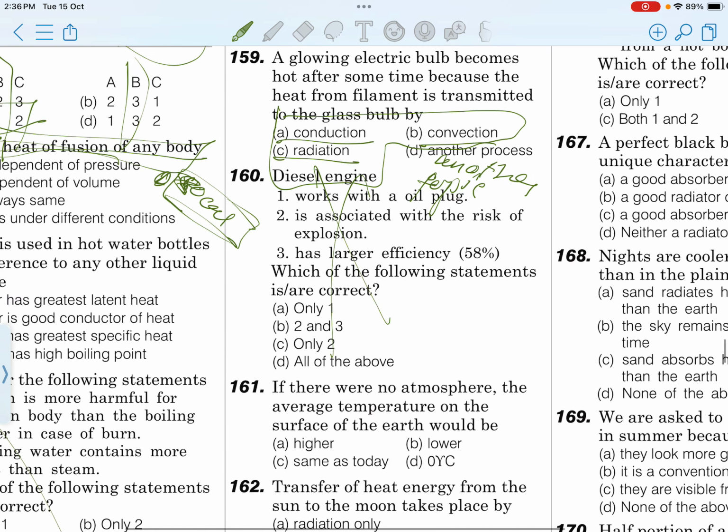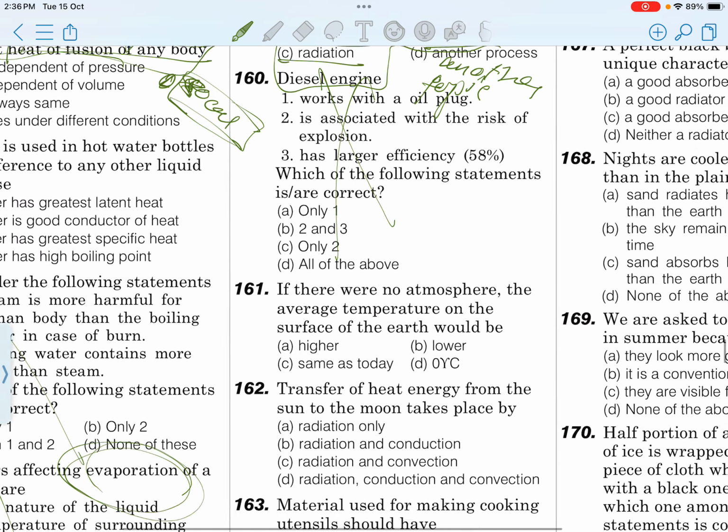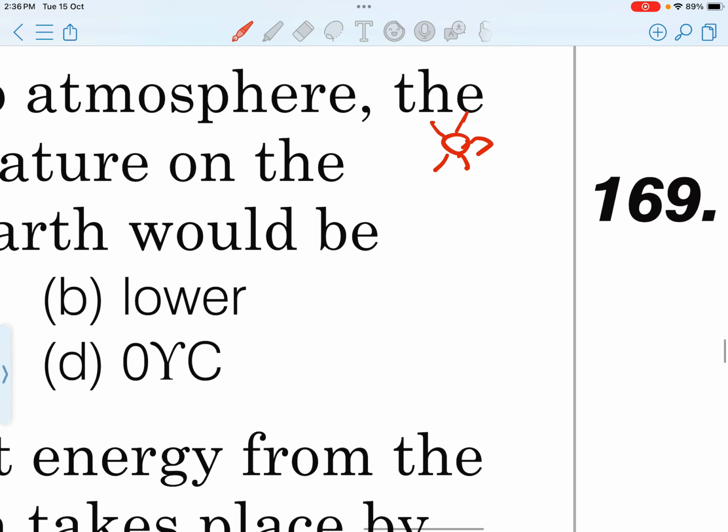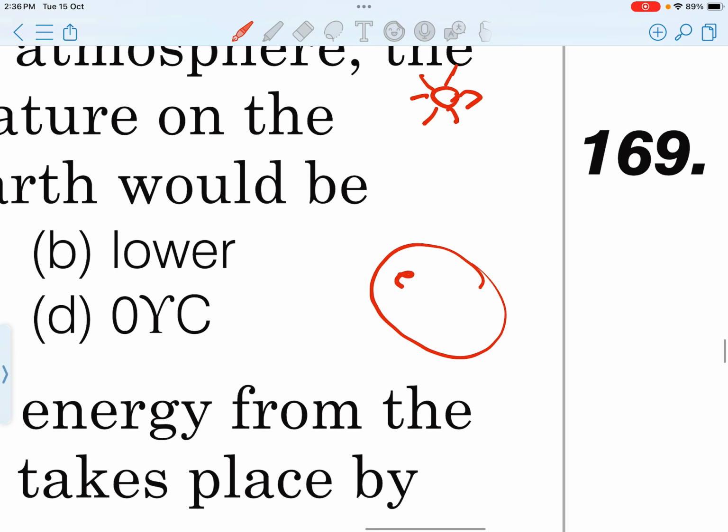So diesel engine, no need to do diesel engine. If there were no atmosphere, the average temperature of the surface of the earth would be... This is a good question. Let me explain this one with the red pen. If there was no atmosphere, there is the sun, let's say this is the sun and this is the earth.